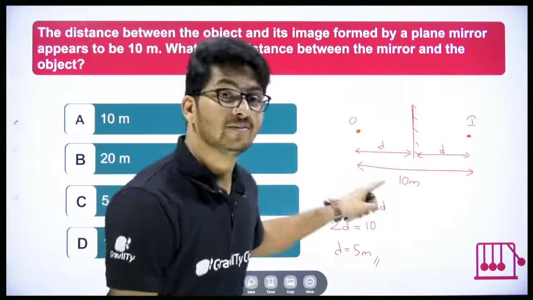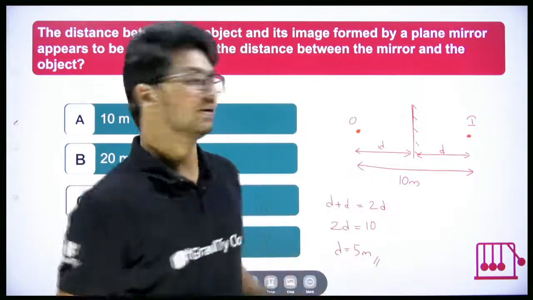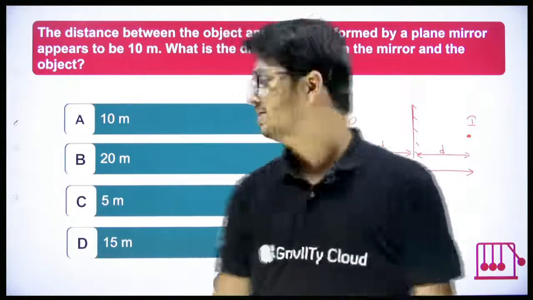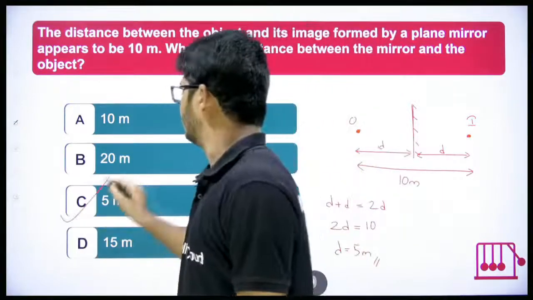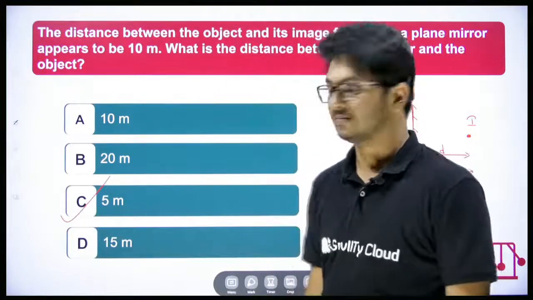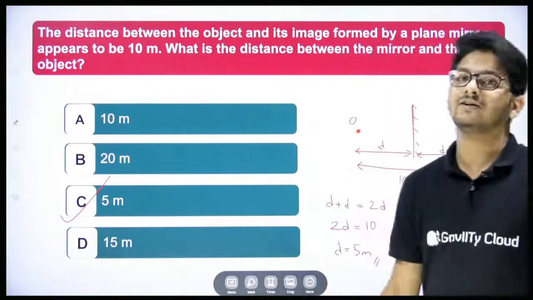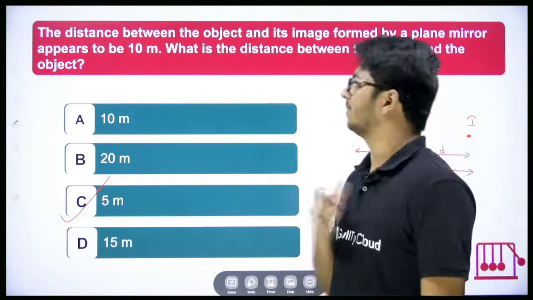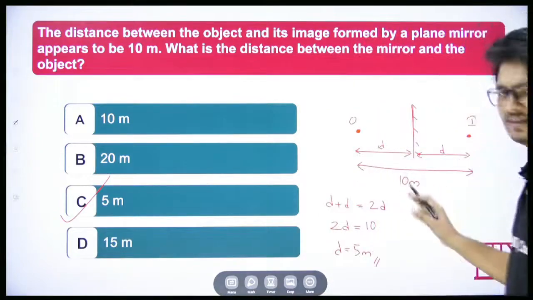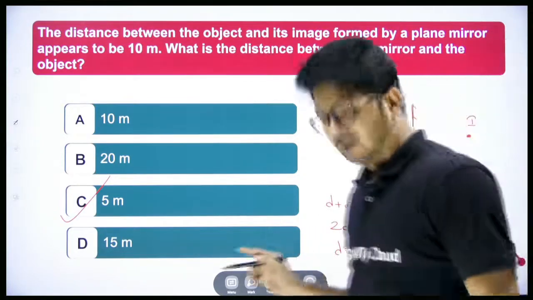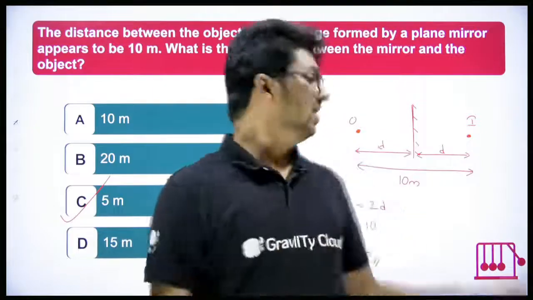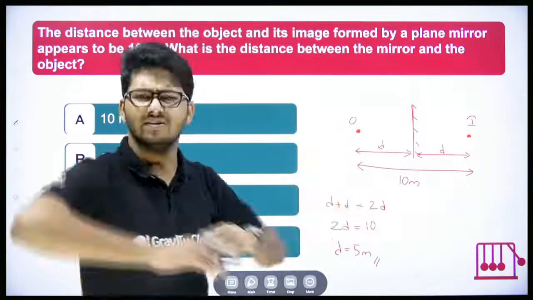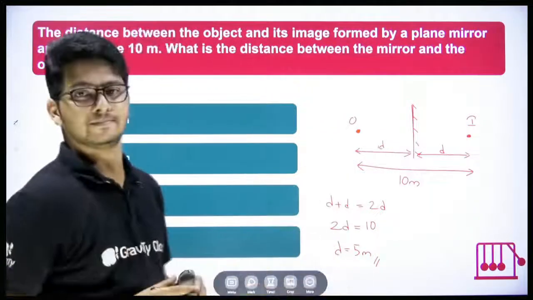So if you draw the image, things will be easy. And the answer is option C, 5 meters. Clear? Good enough? Okay. That's good. A very simple question. As I told you, the main priority will be to draw the diagram. It will make things pretty easy.